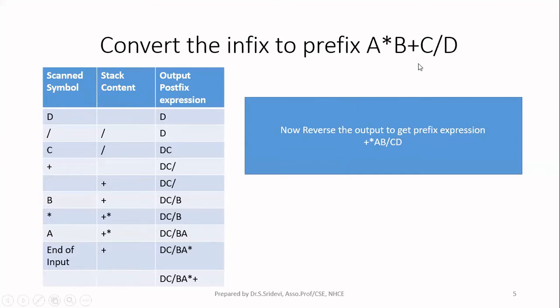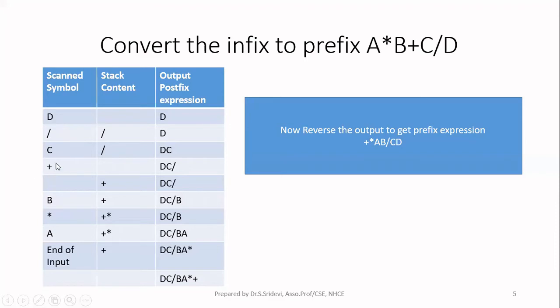The next character scanned after D is divide. It is an operator. When you have an operator, you check the priority of this operator with the priority of the operator on the top of the stack. The stack is now empty, so simply push it onto the stack. Then your output will have the same character only, nothing is added. Then the next character scanned is C. C is an operand, so write it at the output. So now we will have C after D.